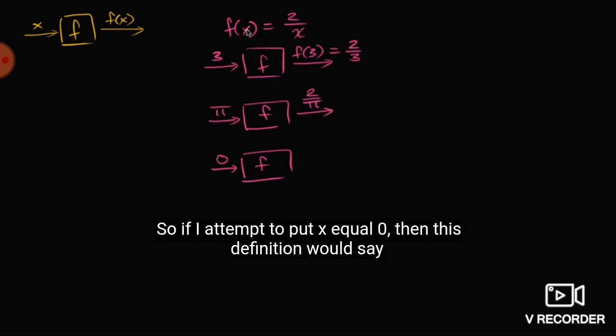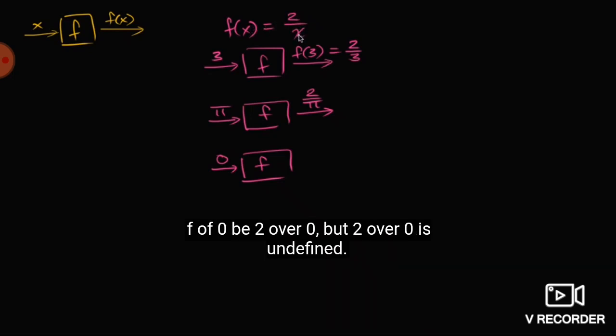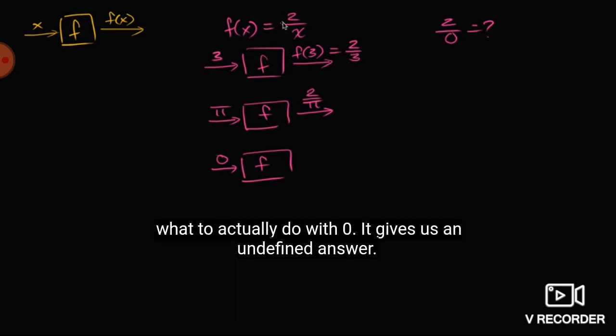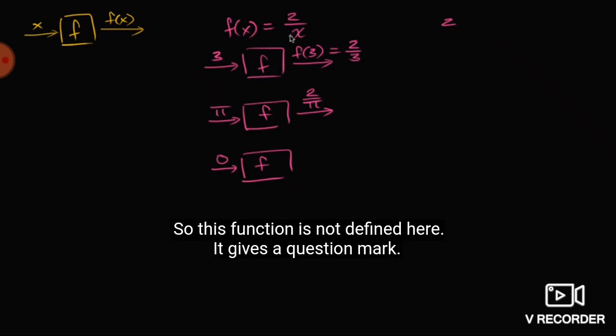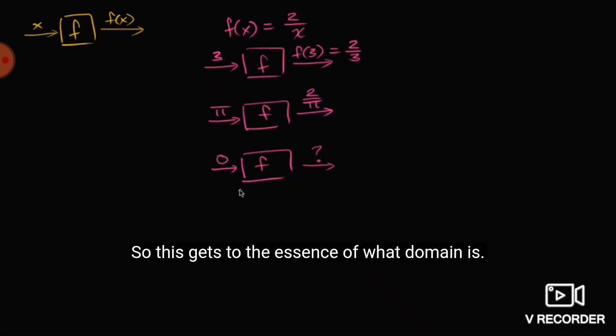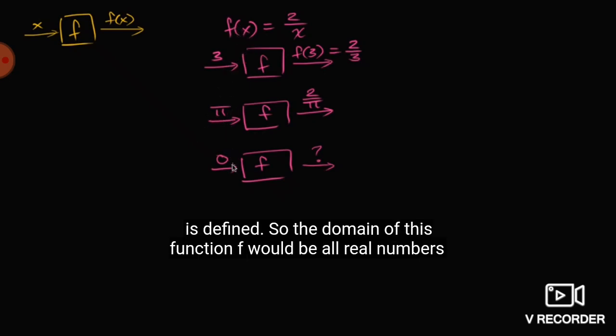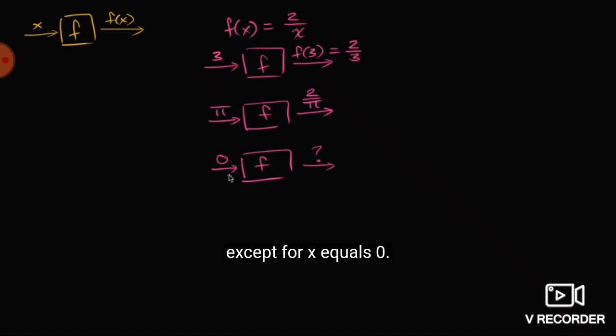If I attempt to put x equals 0, then this definition would say f of 0 would be 2 over 0, but 2 over 0 is undefined. This function definition does not tell us what to actually do with 0. It gives us an undefined answer. So this function is not defined here. This gets to the essence of what domain is. Domain is the set of all inputs over which the function is defined. So the domain of this function f would be all real numbers except for x equals 0.